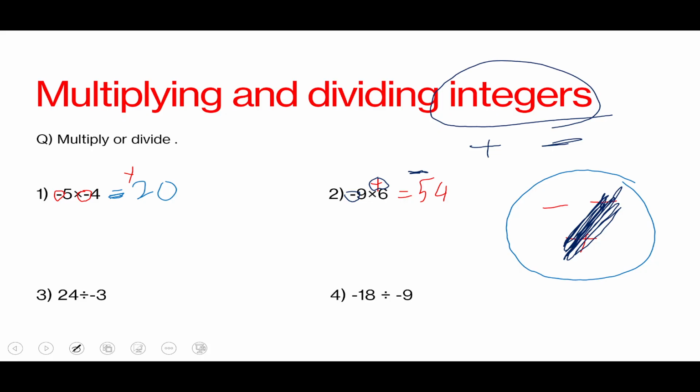Division is the same as multiplication. Let's solve question 4: negative 18 divided by negative 9. Do the division. 18 divided by 9 is 2, and as I said, we need to try to remove or hide the negative signs. So the positive remains, so the answer is going to be positive 2. This one is about multiplying and dividing integers. Whenever we have multiplication and division of integers, remember this face.